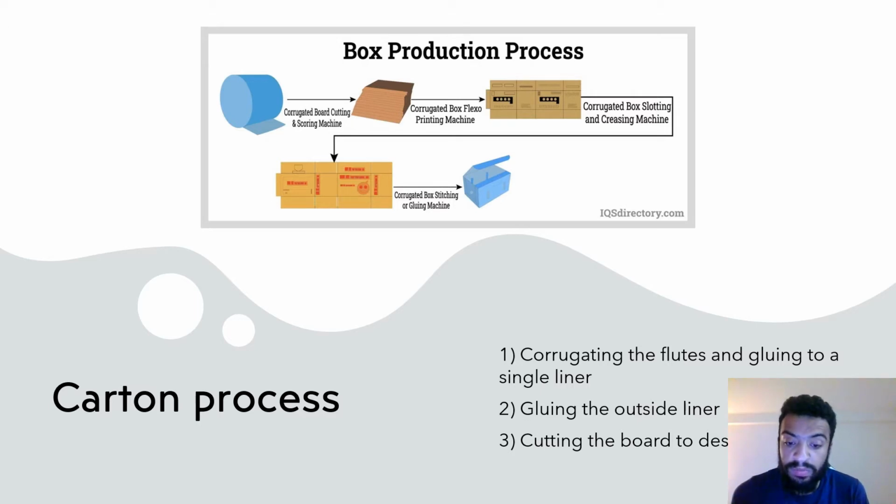This corrugation is obtained by pressing the sheets under heat through grooved metal rods. The operation gives the paper its flat shape in a single facer. The second step is gluing the outside liner, and the third step is cutting the board to desired shape. This is when the corrugated board comes out of the corrugator as a flat board sheet.